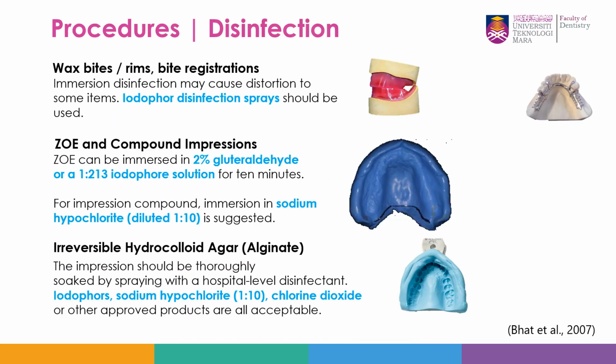All right, so looking at these procedures for disinfection inside the dental clinic before sending to the dental lab, we're going to go over several types of prostheses or materials. The first one is the wax bite rims or the bite registration, which is using a wax. So the immersion disinfection may cause distortion to some items. So maybe just using iodophor disinfection sprays instead. Okay.